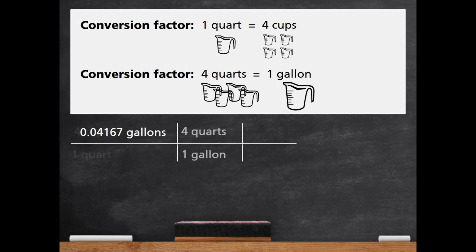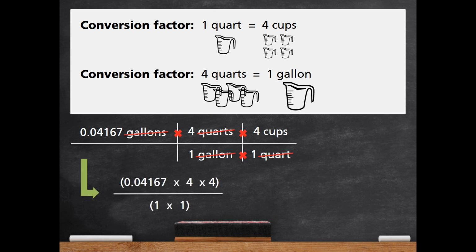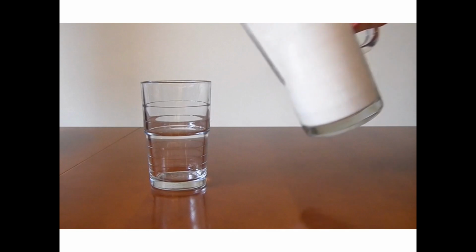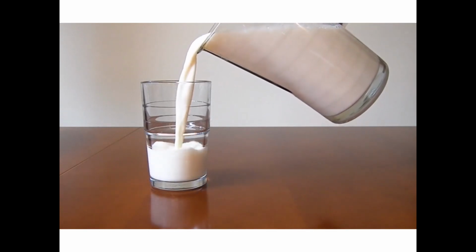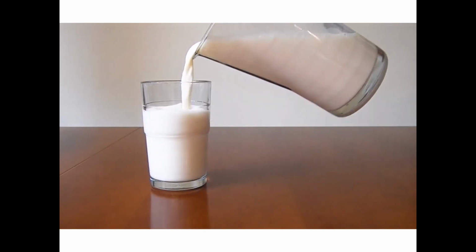Once we set up our grid with the conversion factors, we multiply the numbers on top and bottom, then reduce the fraction. We end up with about 2/3 of a cup of milk. We can measure that out with a liquid measuring cup and pour into the bucket that already has 1 gallon of milk.